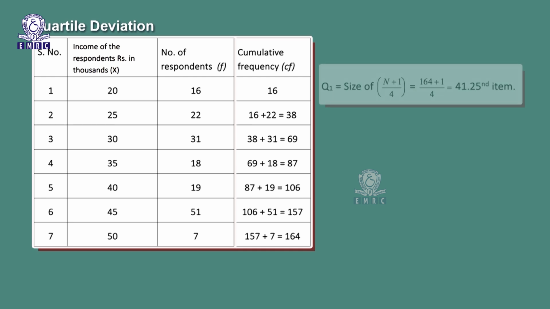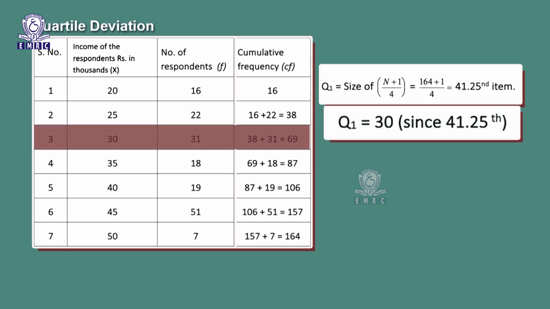And the next step is to calculate the Q1 value. Q1 is equal to size of (n plus 1) by 4. n is equal to 164. So, Q1 is equal to (164 plus 1) divided by 4, which is equal to 41.25. 41.25 is greater than 38. That is the reason why it comes in the third column. So, Q1 is equal to 30,000 per month.